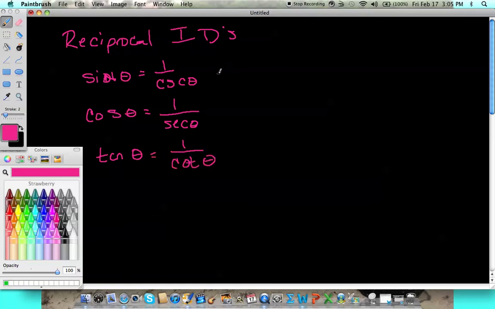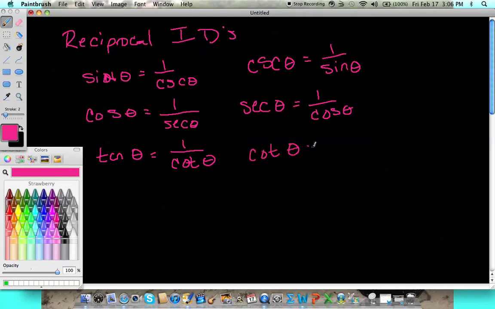So therefore, because you know this, you can also say that the cosecant of theta is 1 over sine. The secant of theta is 1 over cosine. And the cotangent of theta is 1 over tangent. Now you probably want to write these down and have them on maybe a whole sheet of paper called the trig ID sheet.